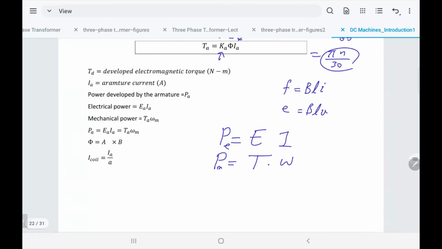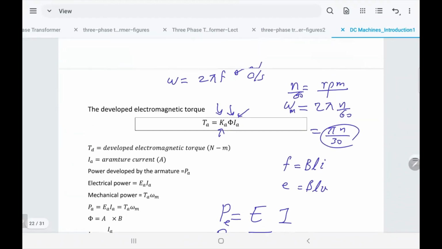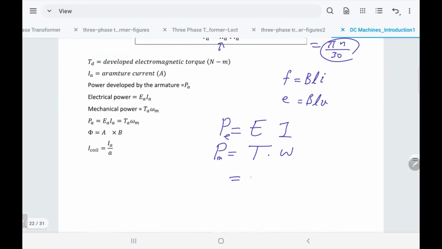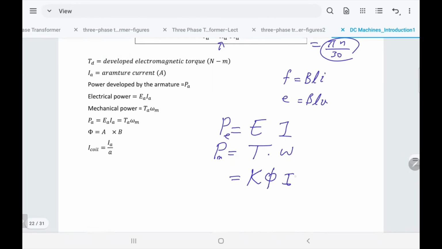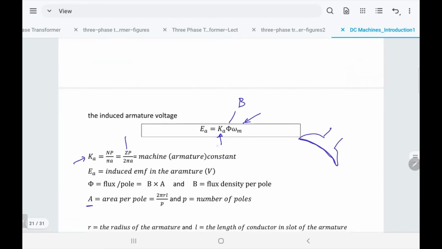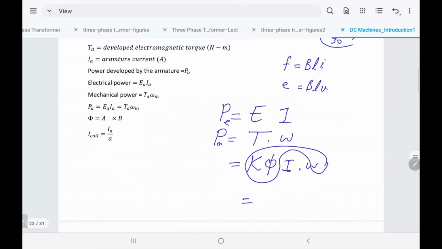If you look at torque times omega, how do you find torque from this equation? K phi I, right? K phi I times omega. I proved it from mechanical to electrical, and you can do the same thing, electrical to mechanical. Same energy. All right, done.